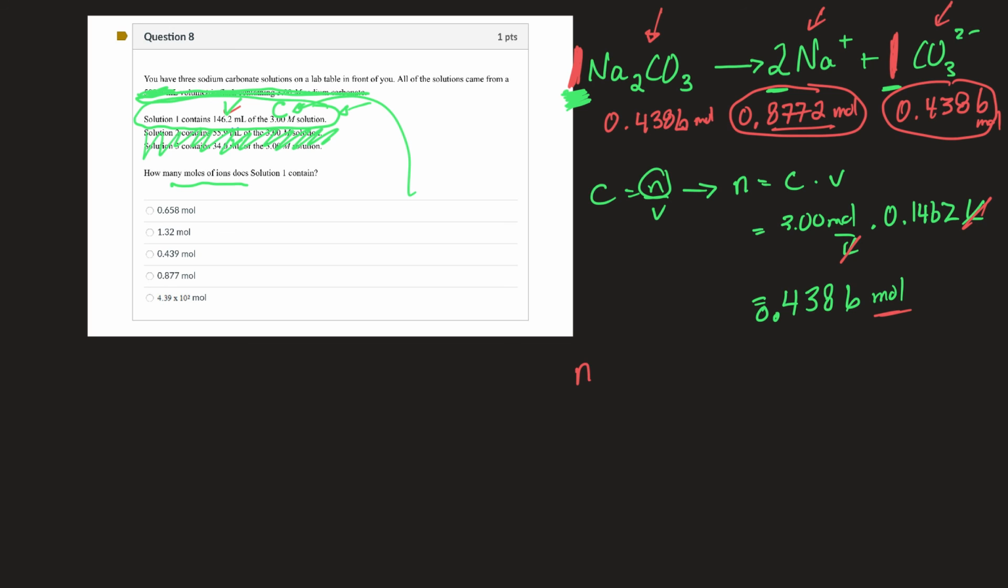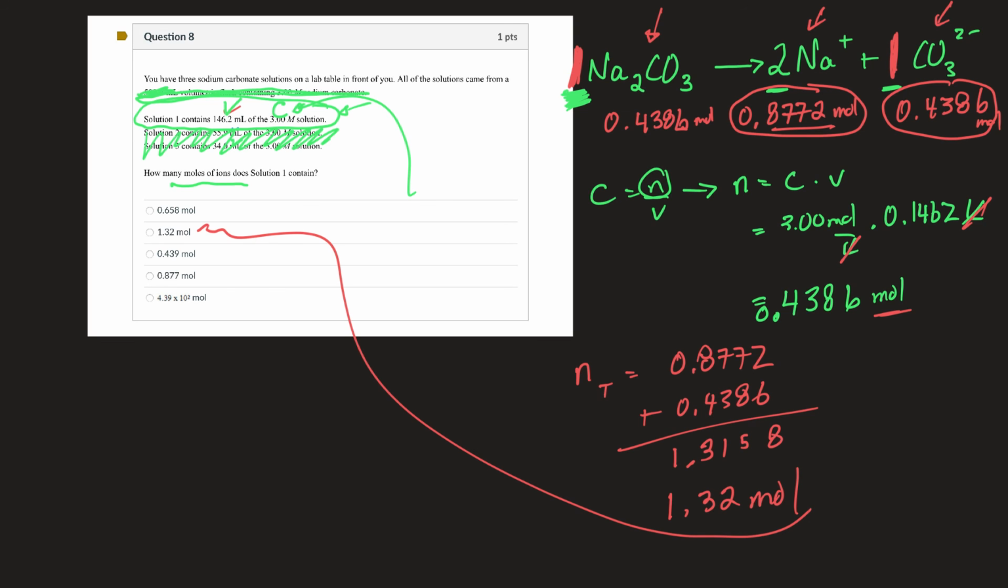So the total moles of ions are going to be 0.8772 plus 0.4386. Let me add that. 1.3158, probably 3 sig figs, so 1.32 moles. I'm picking that one. All right, hopefully that helps you with those 2 questions.